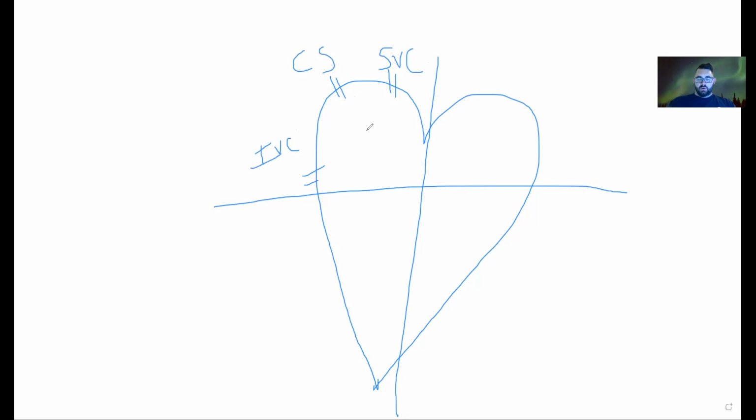Now that blood all comes back to the right side of the heart. This is the right atrium, left atrium, left ventricle, right ventricle. What do atria do? They receive blood, right? So this blood comes back to the right atrium via the coronary sinus, the superior and inferior vena cavas.